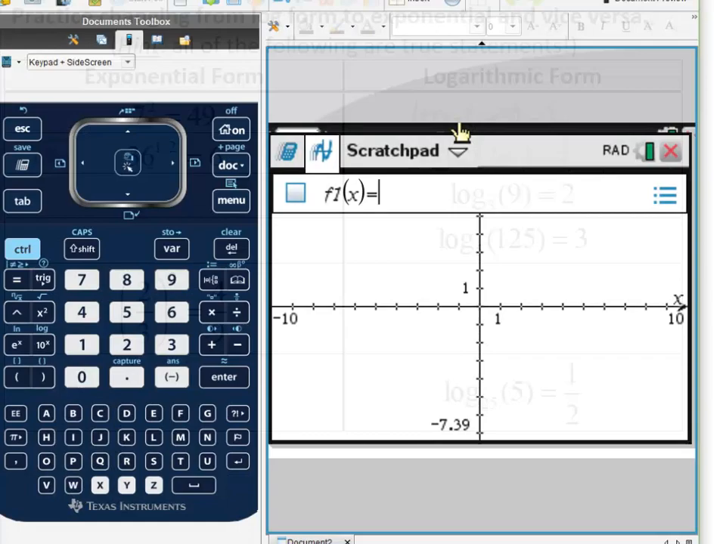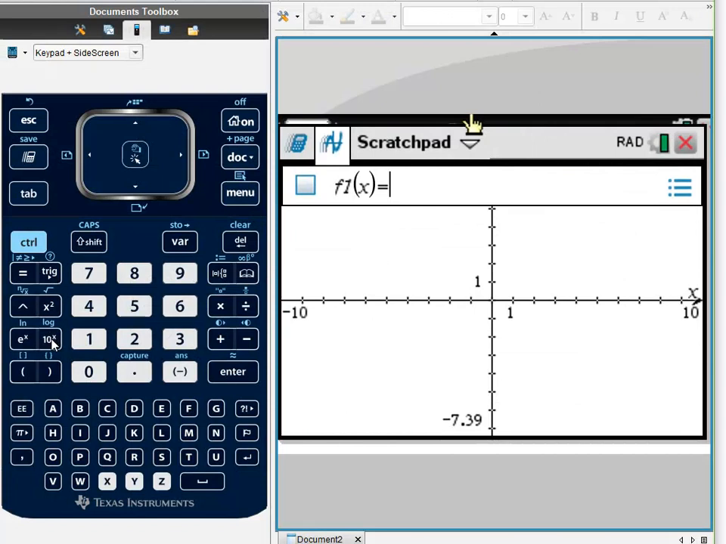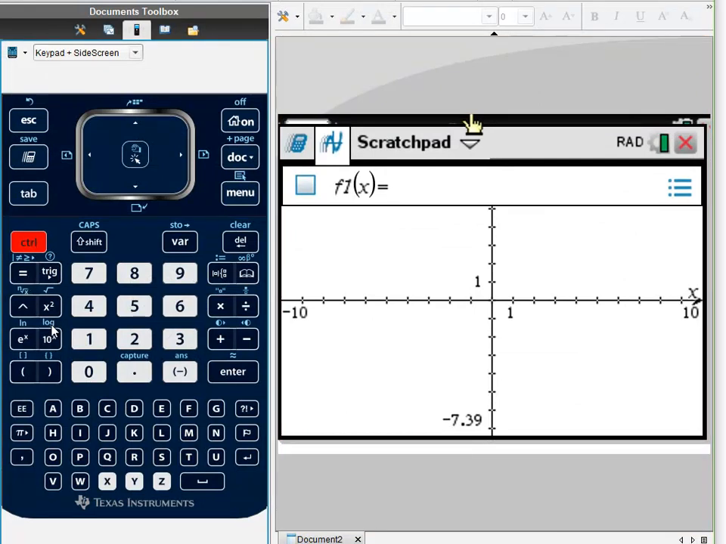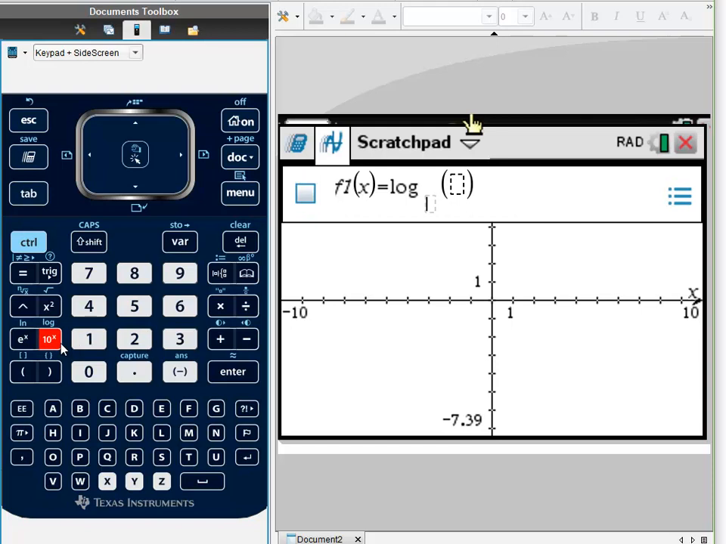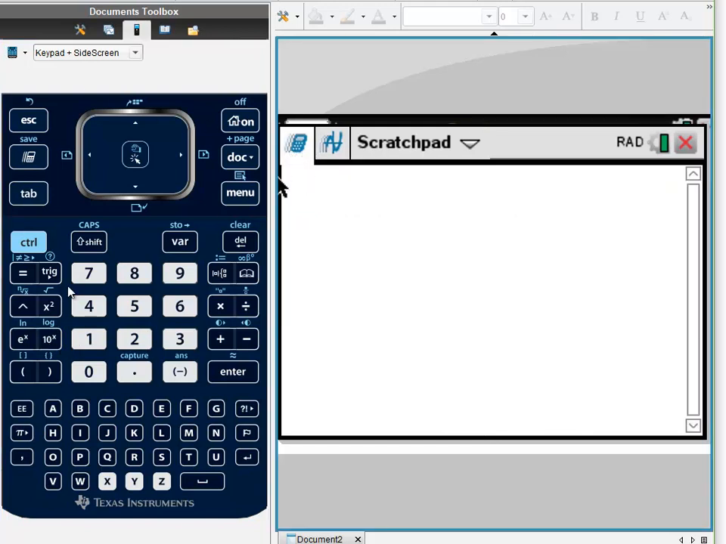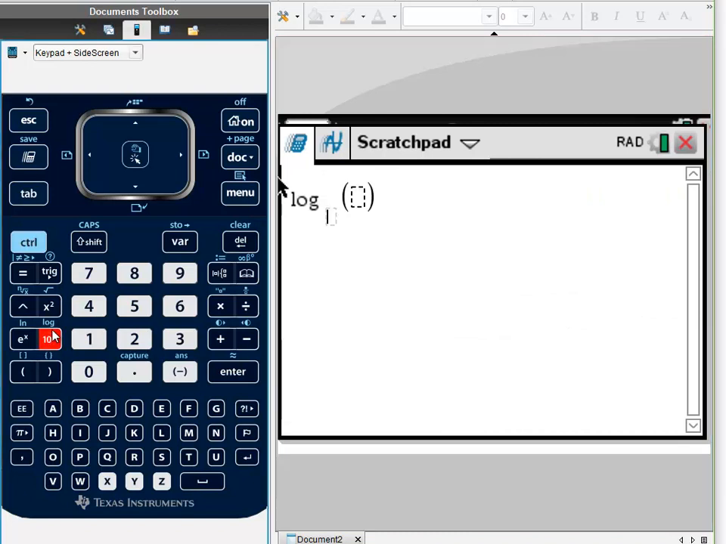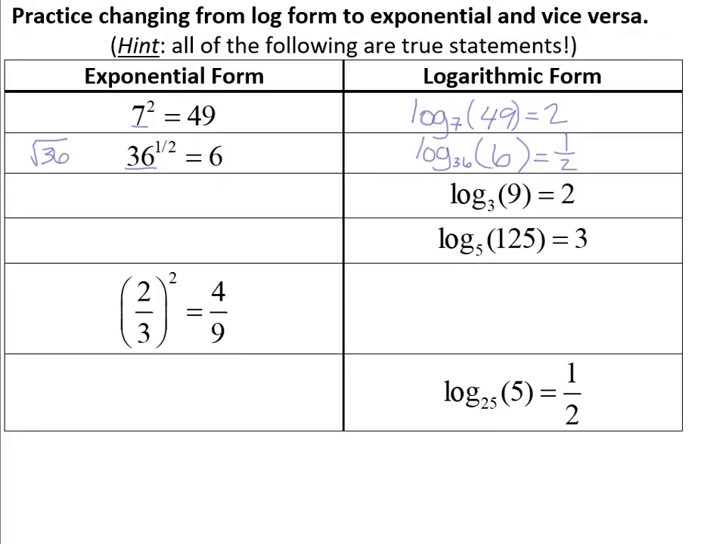And you can check that in your calculator. If you put in log base 36 of 6, and I'll do that very quickly. Here's the log key. I have to hit Control. Log base, whoops, I'm in the graph. I don't want the graph. Sorry, log base 36 of 6 should give me 1/2 or 0.5. And yep, we've confirmed our answer there.